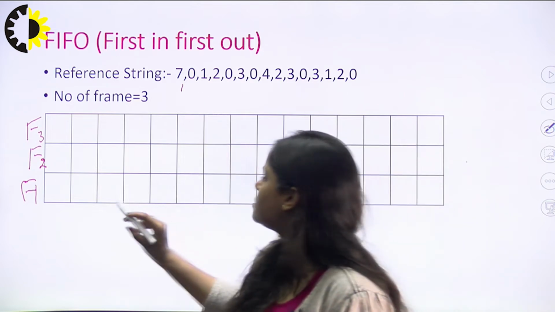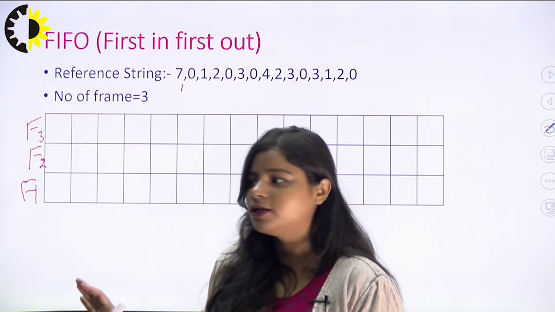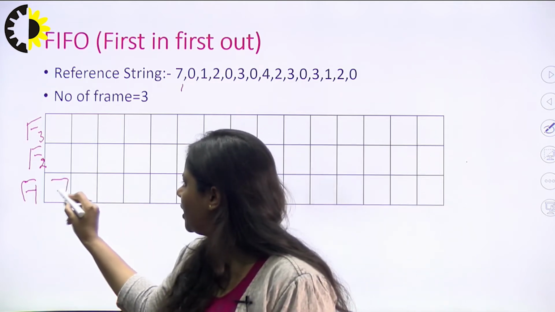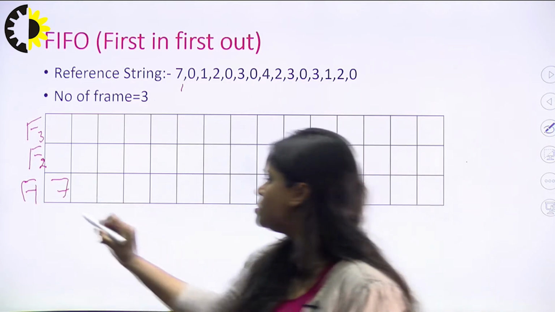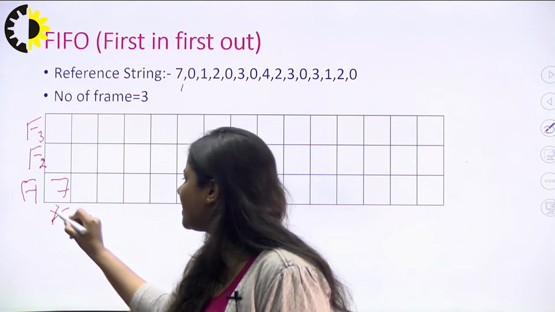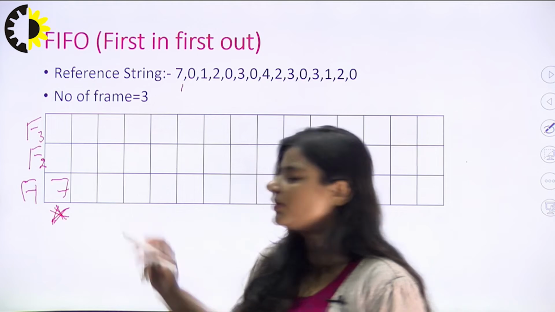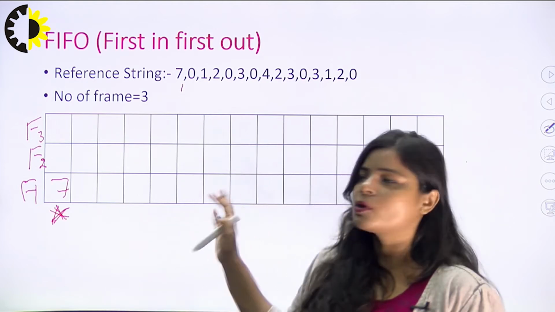So let's start with this one. So we are having 7. Right now the frames are completely empty. So how will I execute this? I will write 7 and we have not found 7 inside the main memory. That's why it is page miss or page fault. Okay, I'm just marking it with this mark of page fault. Why, I'll tell you later after completing this process.